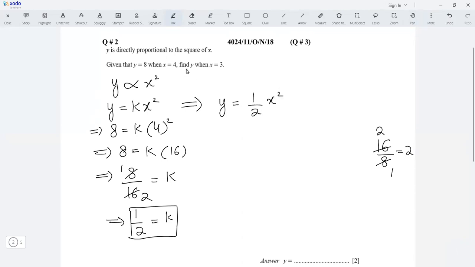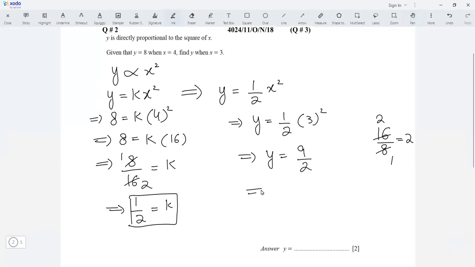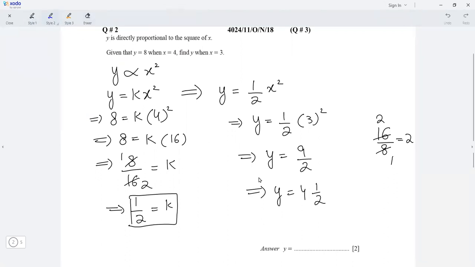In the next part, it is find y when x equals 3. Find y means write down y as it is, and x equals 3 means 3 squared is 9. 9 divided by 2 results in a mixed number. We have to write down the whole form. It's basically 4 whole 1 over 2. So the result is 4 whole 1 by 2. This is the answer for y, 4 whole 1 over 2.